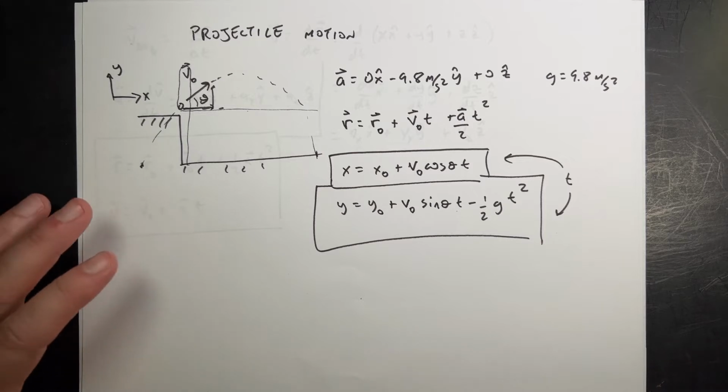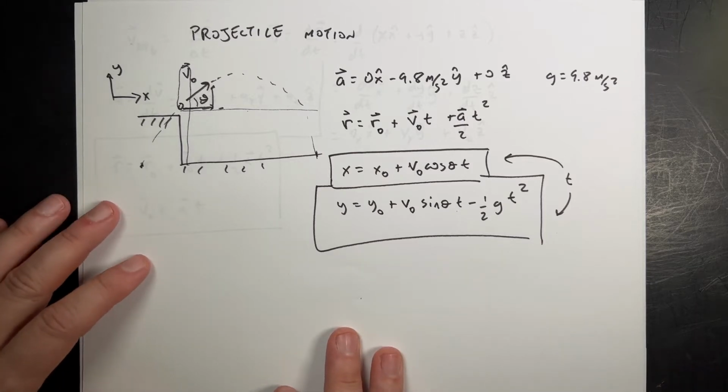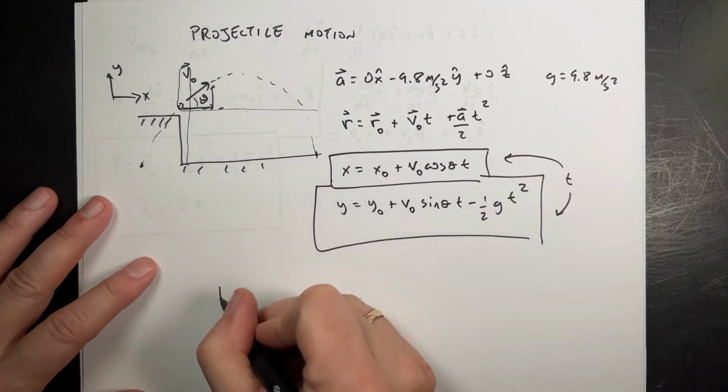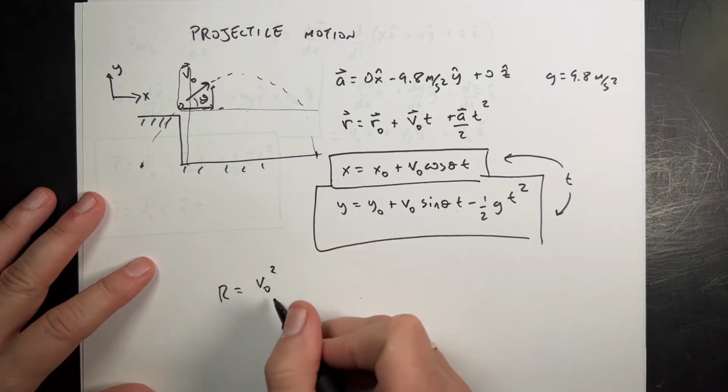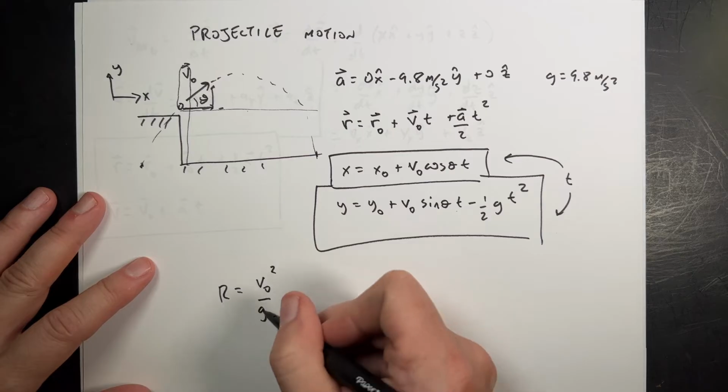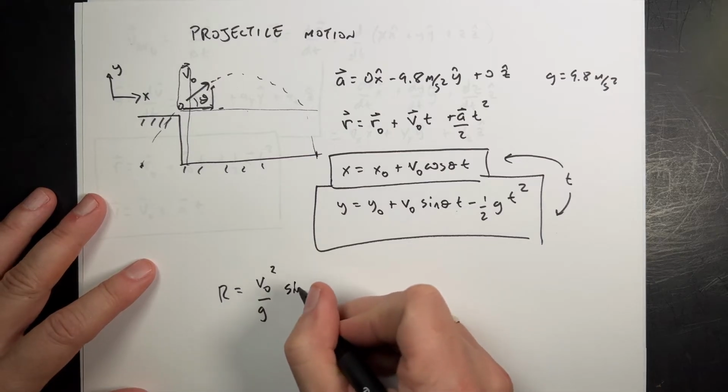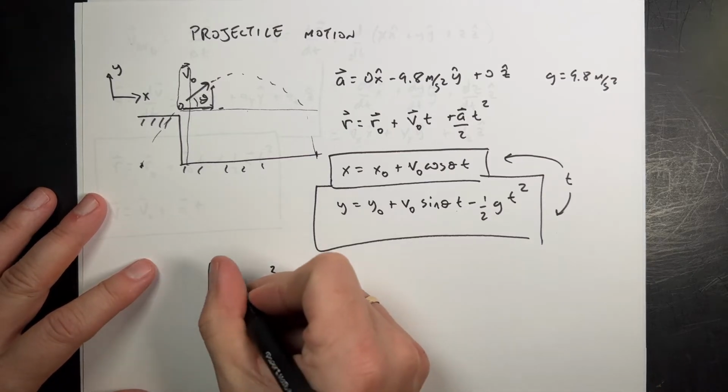The range equation, I think, is a terrible, terrible, terrible equation. You'll see it, though. R equals v0 squared over g times sine of 2 theta. This is the range equation.